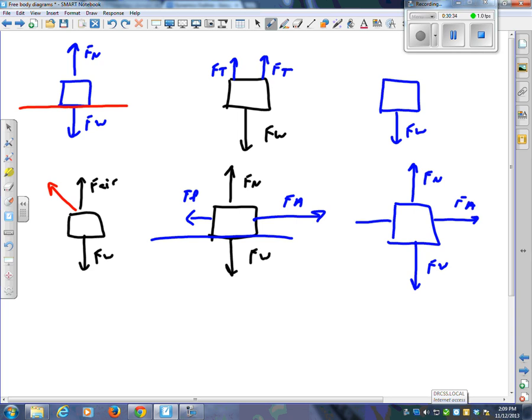Applied force, friction force. Now, if you want to draw the table in, go ahead. You want to get really fancy. Correct. Kinetic friction force, FFK. Mr. Fancy Pants over there. Yeah, you go, Jake.